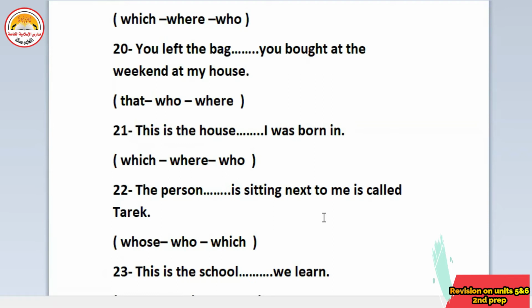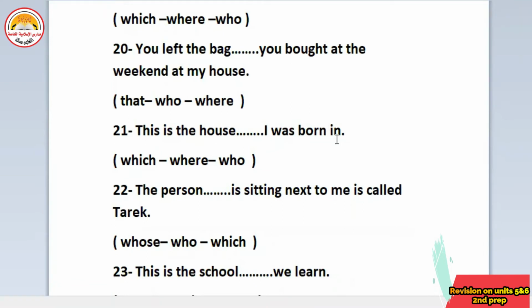Listen to me. Here we use which instead of where in two cases. The first case, if there is a preposition in the sentence. So here, this is the house which I was born in. Here we have a preposition, so the correct answer will be which. Okay, what about the second case?